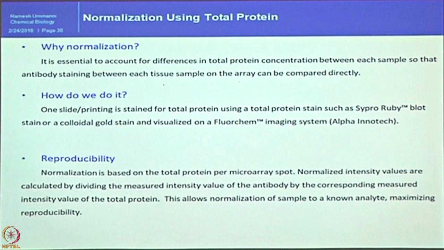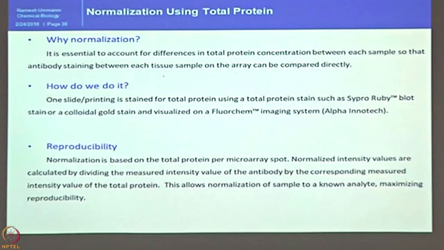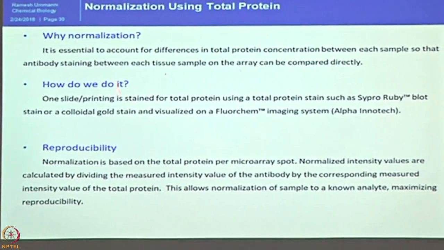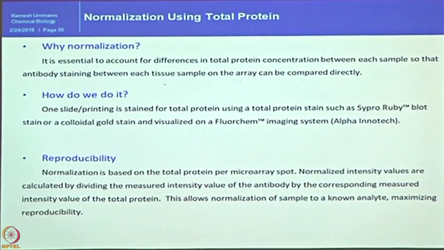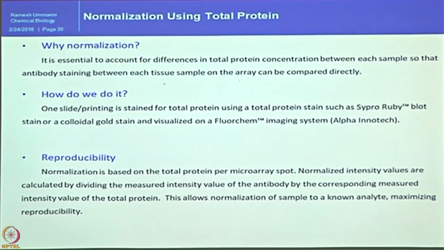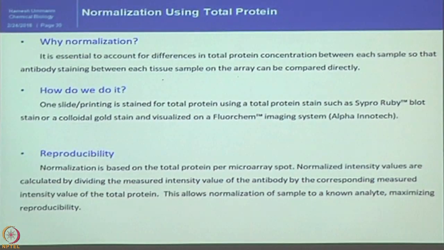So, how can we do this? Among the methods explained in the previous slide, we at least follow the total protein normalization method, which is easy to do and also reliable. So, how do we do that? We always print a lot of slides. One slide after every 10 slides will be used for this normalization method. Every 11th slide, 21st, 31st and 41st slide will be used as a normalizing slide. This will definitely give reproducibility.